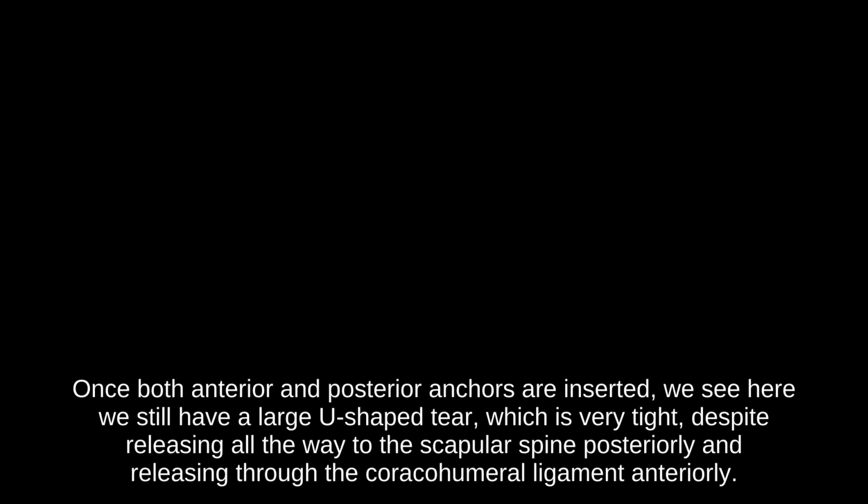Once both anterior and posterior anchors are inserted, we see here we still have a large U-shaped tear, which is very tight, despite releasing all the way to the scapular spine posteriorly and releasing through the coracohumeral ligament anteriorly. Having previously failed a margin convergence repair, a decision was made to move forward with an allograft augmentation and reconstruction. I passed the sutures through the native intact cuff and then brought the sutures out my lateral cannula where the graft was waiting to be inserted.